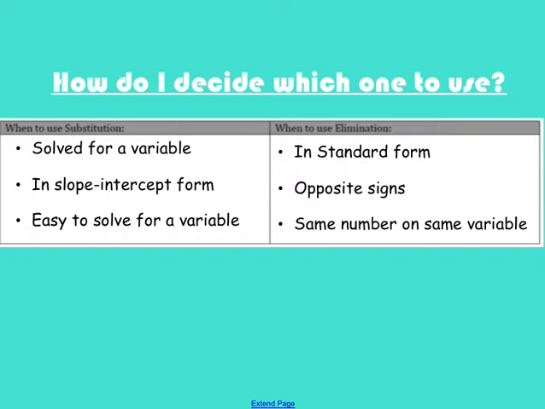Elimination is easy to use if it's already in standard form: x's and y's on the same side, and just a number on the other side. If it has opposite signs or if it has the same number on the same variable, those are all good places to be using elimination. So let's take a look at practicing some of that.